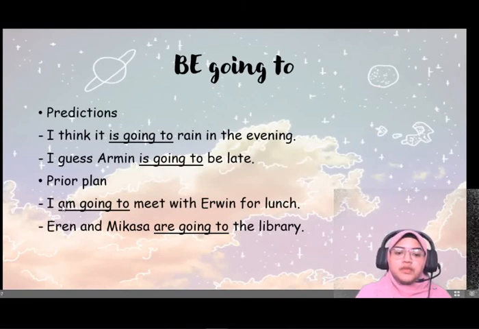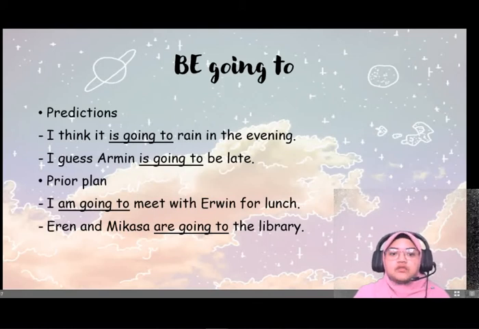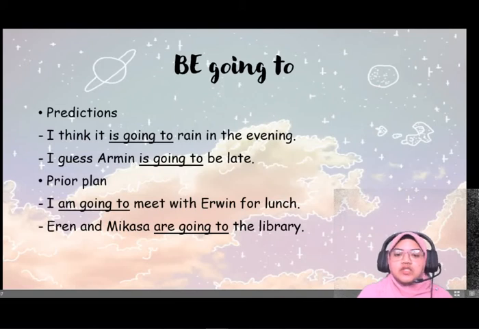You do know the BE verb for singular or plural, right? For example, like I am, she is, he is, they are for present tense. But if you change it into past tense, it's going to be I was, she was, they were. So you change it into a past form. And next is Eren and Mikasa are going to the library. Are, because there are two persons.